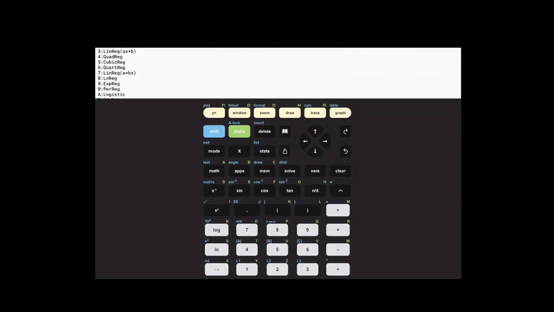Stat calc, 7, vars, y vars, function, y1, calculate. When it does that, it actually puts the equation into y equals. So if I go to y equals, it actually puts the numbers right into there. So it graphs it for me. Now I can kind of look at this. Do these points seem to follow the line?